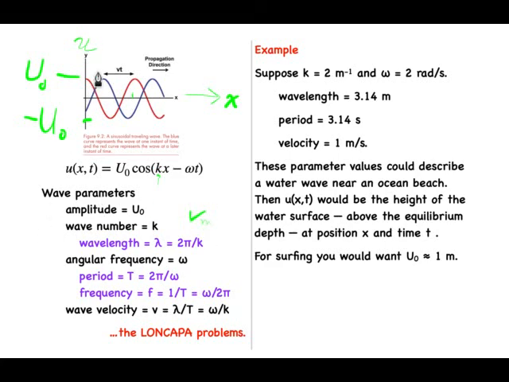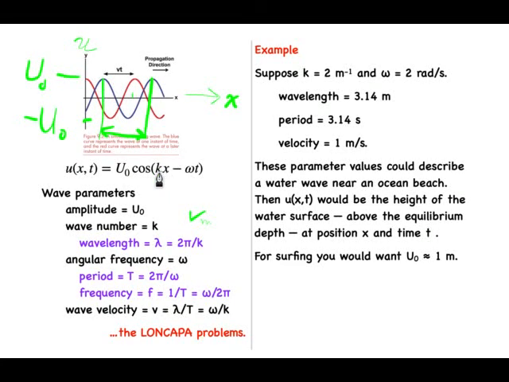Now what about the wavelength? The wavelength is from, let's say, one peak to the next peak at a fixed time. So that distance is the wavelength. You sort of have the crests and the troughs. The distance from one crest to the next crest is one wavelength. That's the same as the distance from one trough to the next trough. That's called lambda.